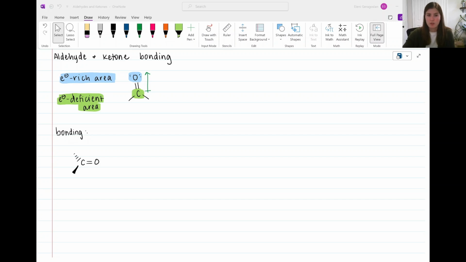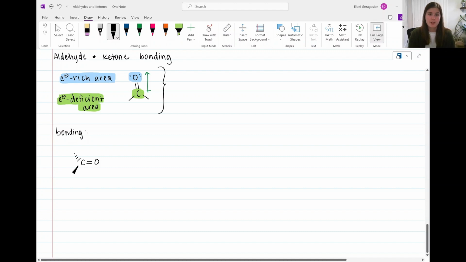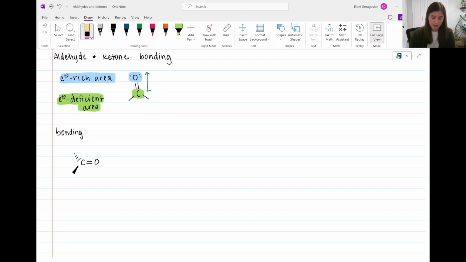Let's look a little bit more into the bonding in aldehydes and ketones, specifically at the carbonyl carbon and oxygen. I copied over this information from a previous video to remind us that we have an electron deficient area at the carbonyl carbon and an electron rich area at the carbonyl oxygen. Also in a previous video, we drew this representation of the carbonyl in a horizontal view. One of the single bonds from carbon is away from us, one is coming towards us, and the carbon to oxygen bond is in the plane of the paper.